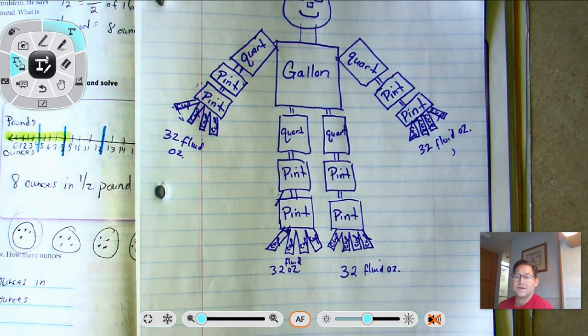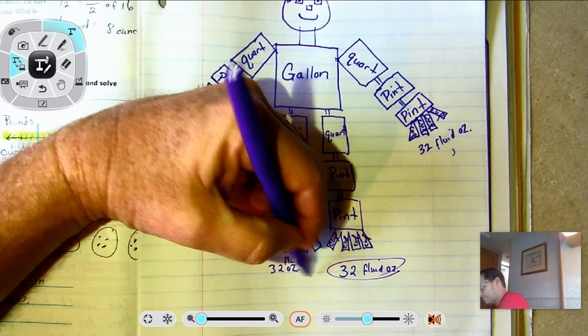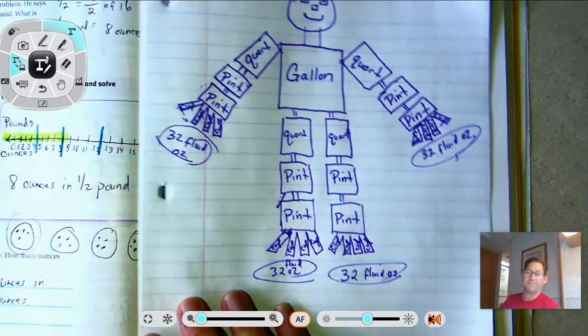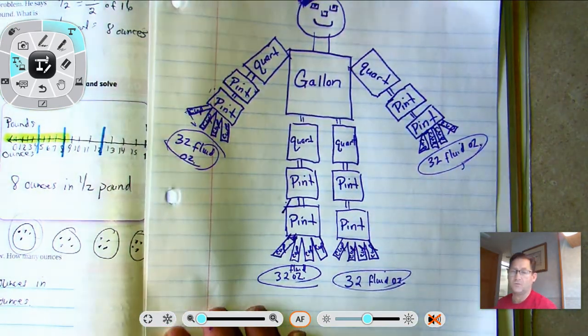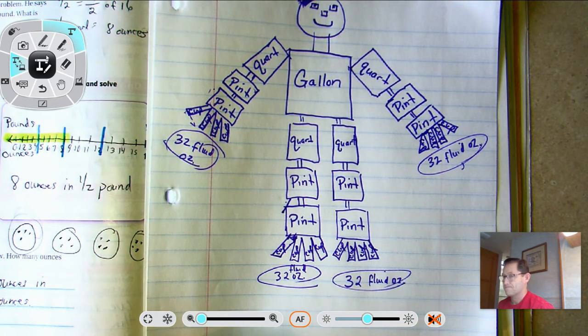32 fluid ounces in every quart. Okay, so that's just a fun little way to practice and know the units that make up a gallon.